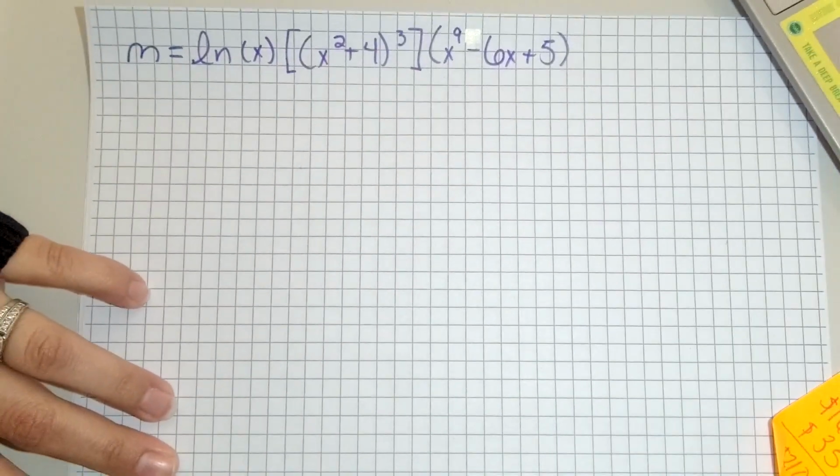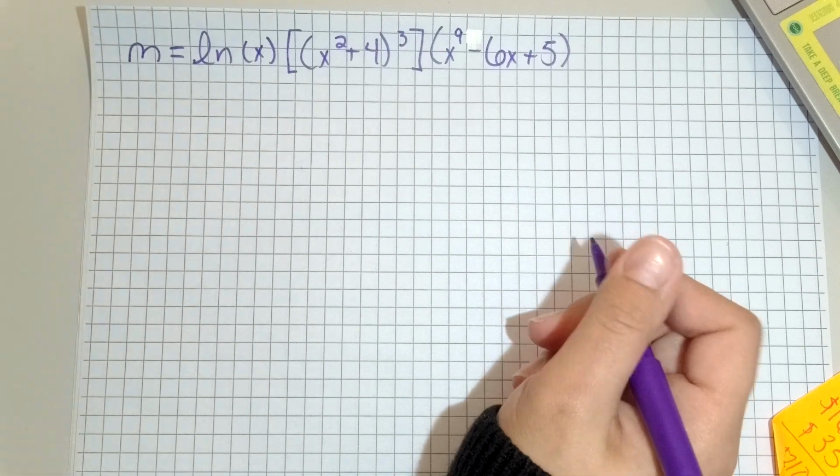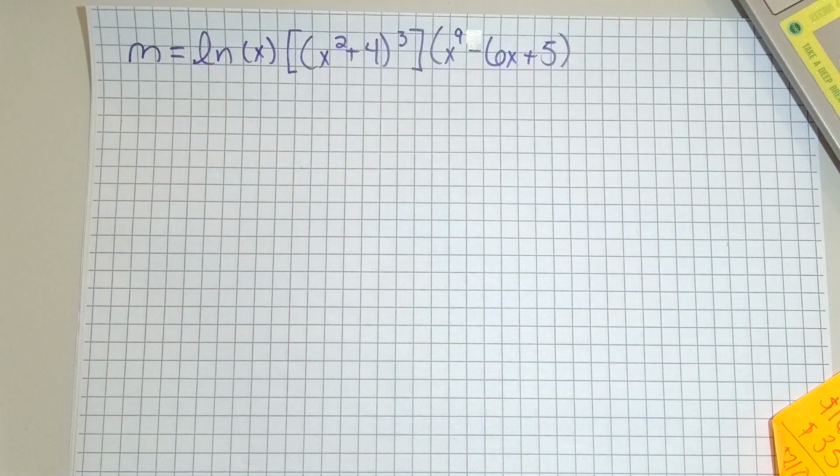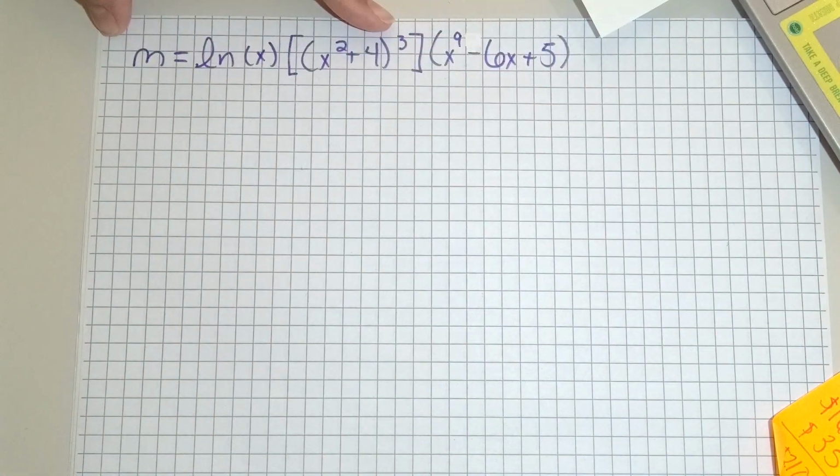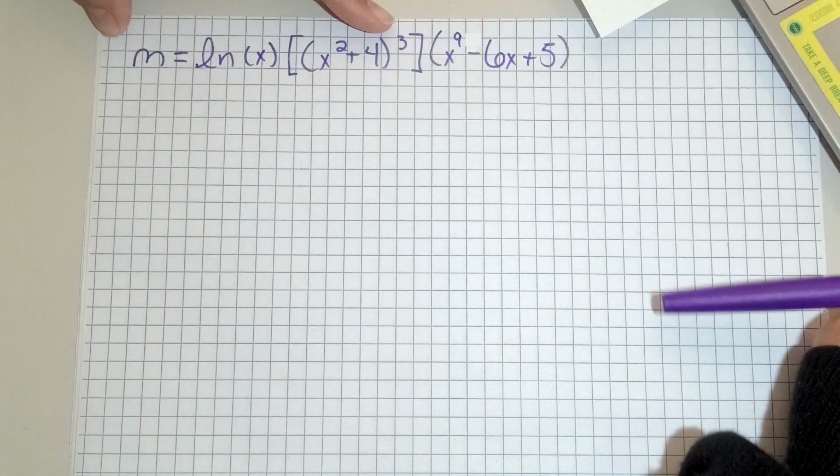Okay, let's look at one last example. Your homework is going to be two problems on the back, and then we're going to pass out another sheet. Actually, I don't know, we'll see.